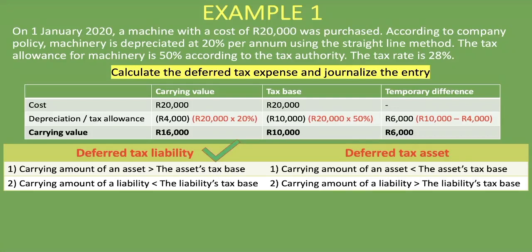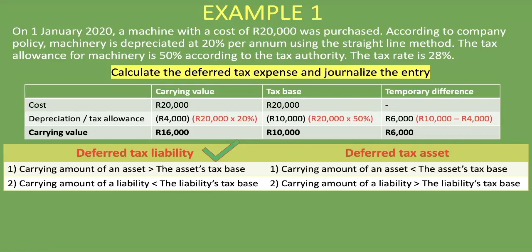If your depreciation percentage is less than your tax percentage, then you will always have a deferred tax liability. So you can see here, our depreciation is 20%, while the tax allowance is 50%. So the tax allowance is greater than our depreciation percentage. That means that we have a deferred tax liability. So you don't even have to do this calculation to know you have a deferred tax liability. You can identify it based on the information you're given in the question. So if your depreciation percentage is less than your tax allowance, then you will always have a deferred tax liability.